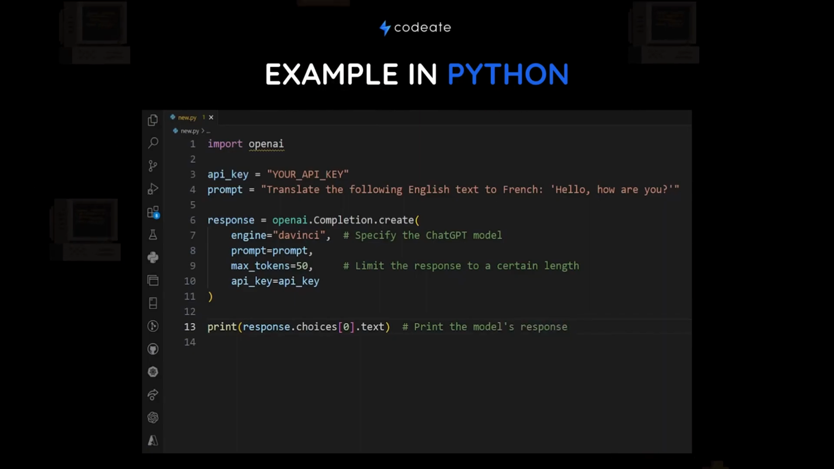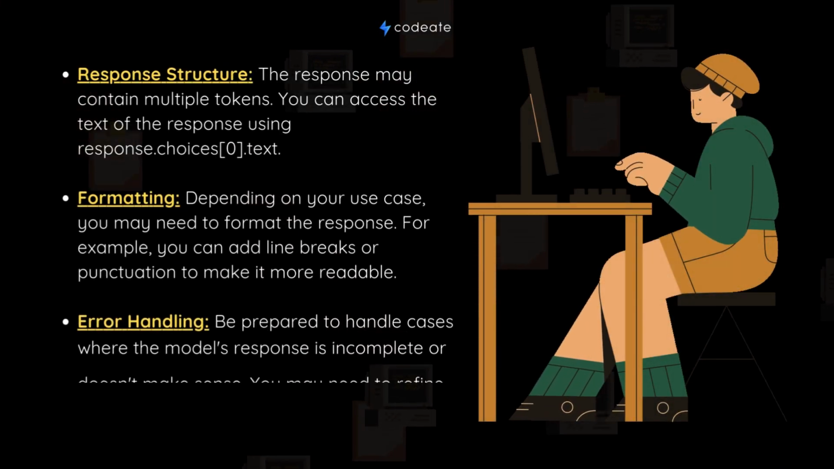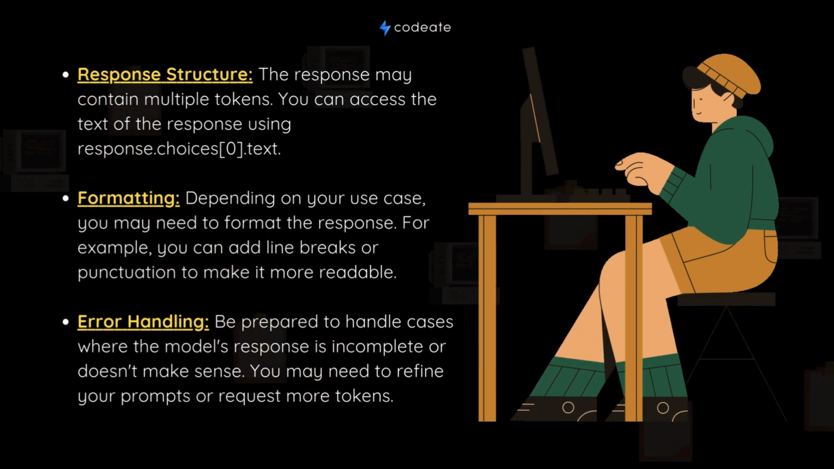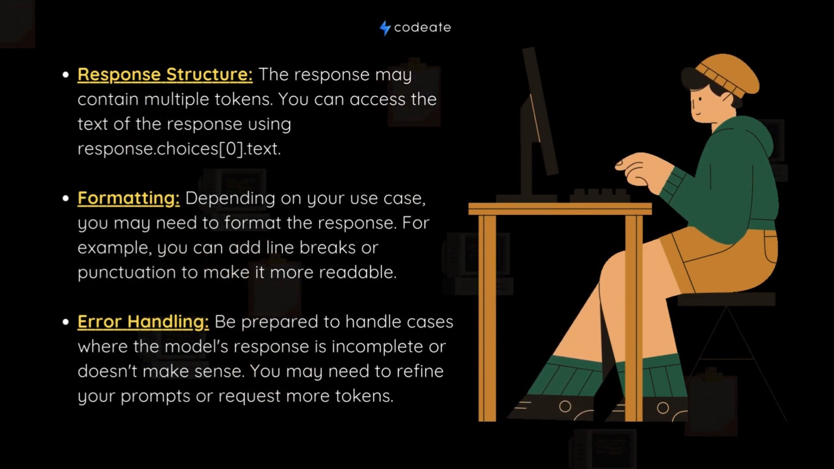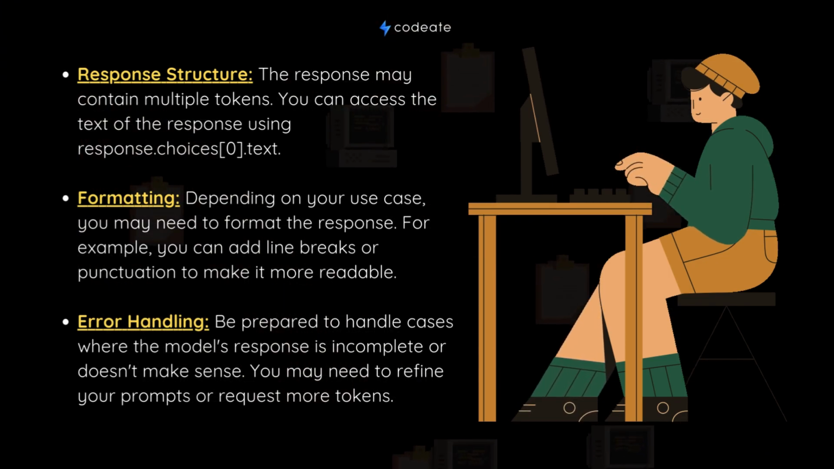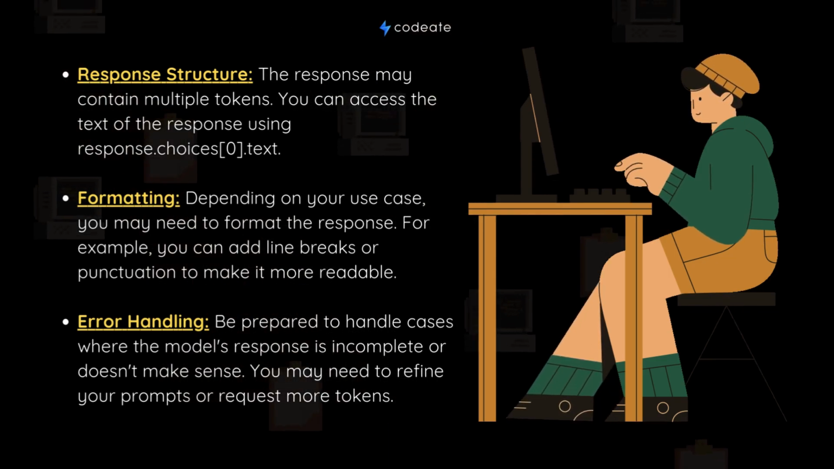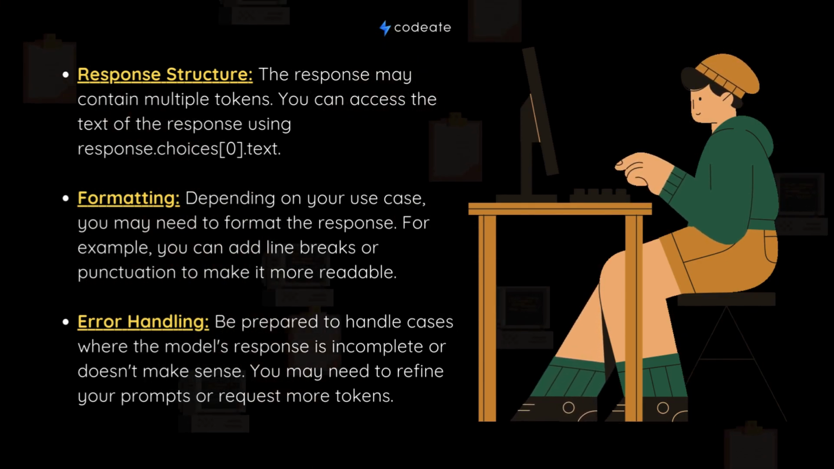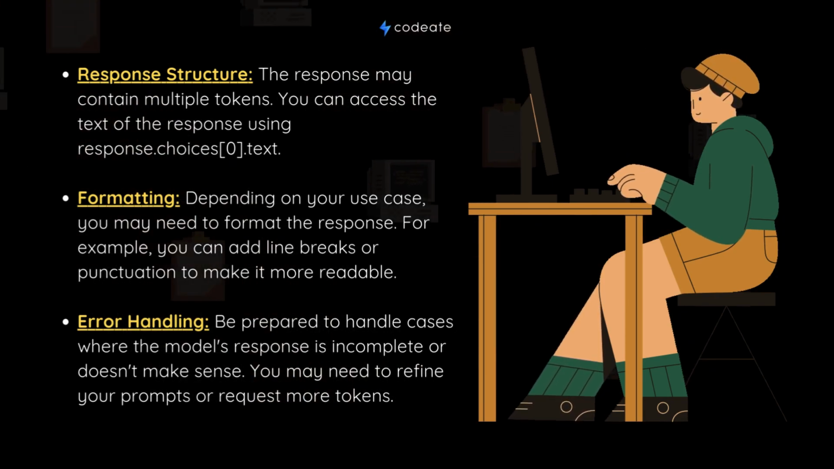Print the model's response. Interpreting and formatting responses. Response structure. The response may contain multiple tokens. You can access the text of the response using response.choices[0].text. Formatting. Depending on your use case, you may need to format the response. For example, you can add line breaks or punctuation to make it more readable. Error handling. Be prepared to handle cases where the model's response is incomplete or doesn't make sense. You may need to refine your prompts or request more tokens.